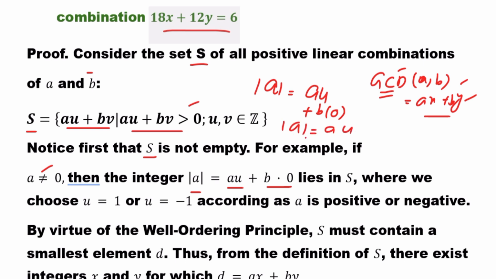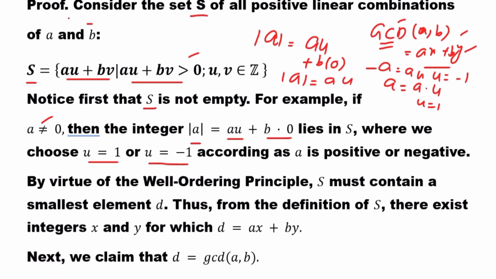Now it depends on whether a is positive or negative. If a is positive, then its absolute value will be positive, so |a| = a times u, and this equation holds when u is equal to 1. If a is negative, then its absolute value will be negative a. Now this equation will hold when u is minus 1. So we can choose u equal to 1 or u equal to minus 1 according as a is positive or negative. So this shows this set S is a set of positive integers, and this is also non-empty.